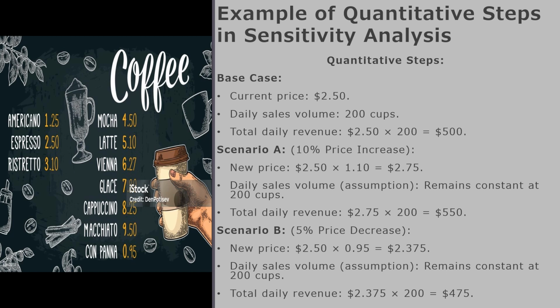In scenario B, with a 5% price decrease, the new price of an espresso cup of coffee becomes $2.37 per cup approximately. Again, making the assumption that the daily sales volume remains constant at 200 cups per day, the total daily revenue for that type of coffee will decrease to $475 per day. The two scenarios presented stipulate varying quantitative adjustments.